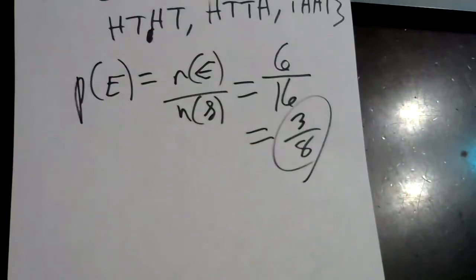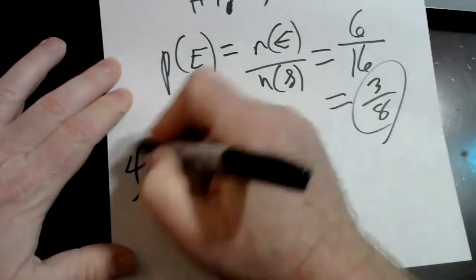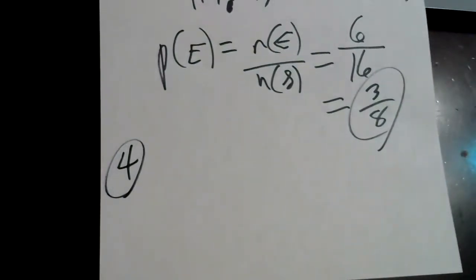So you should reduce the fraction when you do these. So that was kind of a whopper of a problem, but that was number 3. Let's do number 4, which is kind of like number 27 in the book. And I'll read it to you.